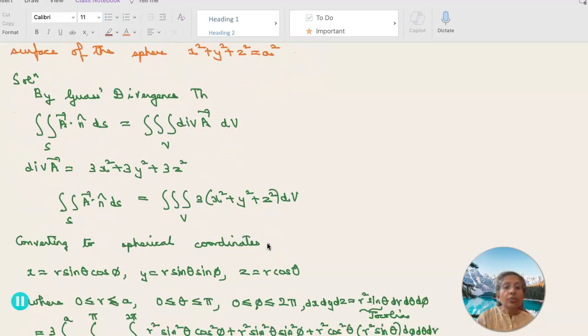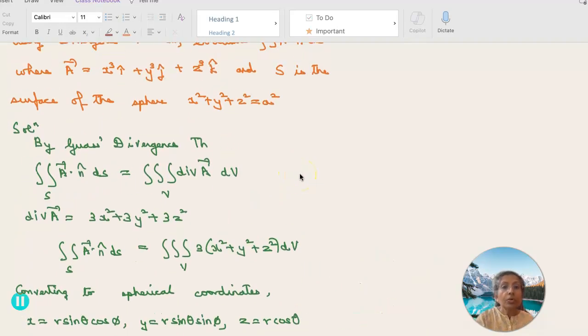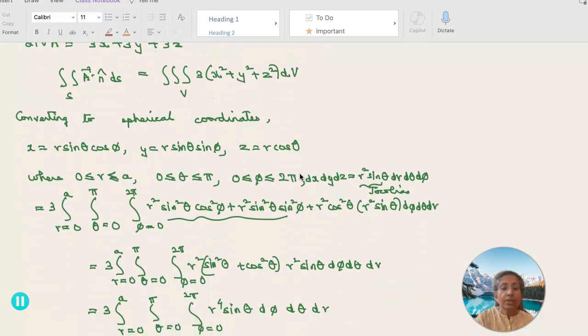So double integral over S of A dot n dS will be triple integral over V of 3 times x squared plus y squared plus z squared dV. Now we have the surface of the sphere x squared plus y squared plus z squared equal to a squared. So we convert to spherical coordinates as this is slightly easier. I have discussed spherical coordinates in an earlier lecture. So what we do is we put x as r sin theta cos phi, y as r sin theta sin phi, z as r cos theta.